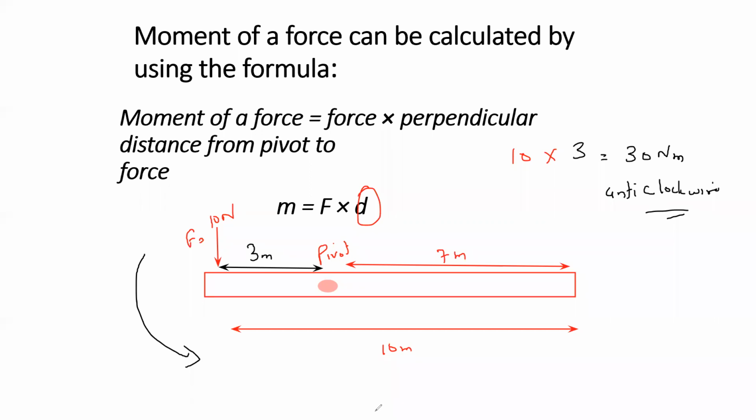Yes, we should write a direction because the moment is a vector quantity. A vector quantity must have a direction. That's why it will be either clockwise or anti-clockwise. Only two possibilities are there, clockwise or anti-clockwise.